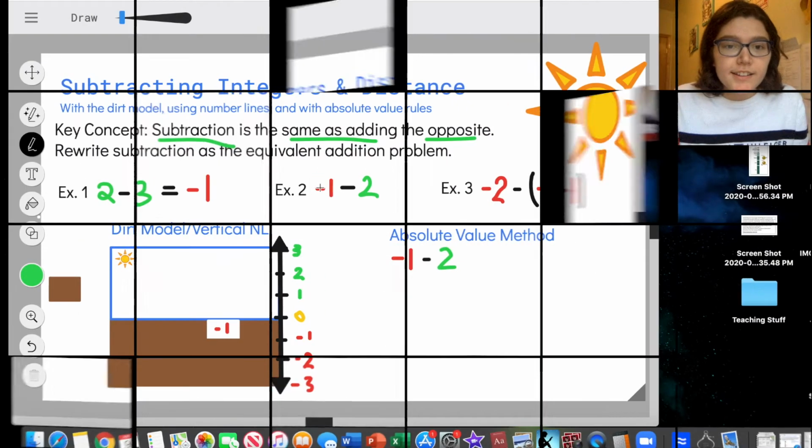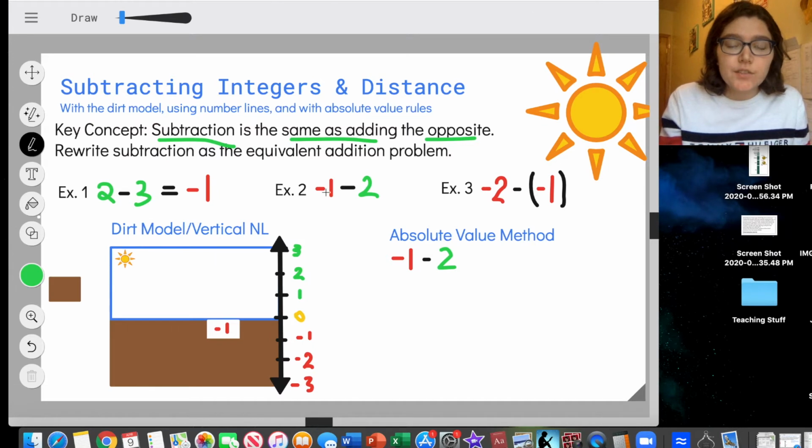Great, awesome. All right, now let's take a look at example 2. We have negative 1 minus 2. So in this case, we have a negative number, and then we're subtracting a positive number. We're subtracting positive 2.